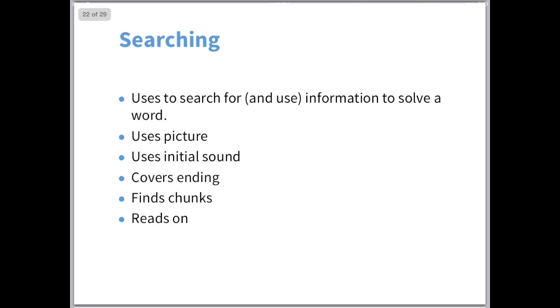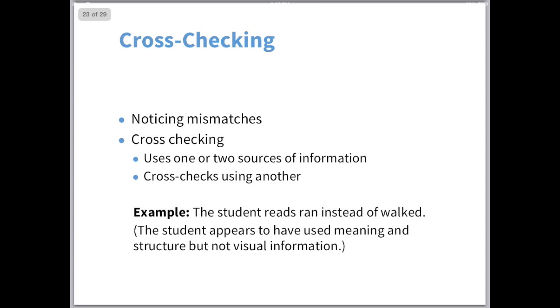Searching is also a strategy used by the student to search for and use information to solve a word. The student may use meaning, structural, or visual information, or a combination of the three sources of information. If this is the case, we would see the student looking at the pictures, trying to make the initial sound of the word to help them, covering parts of a word, chunking it, or reading on. Many readers cross-check. This means the student uses one or two sources of information to figure out the word and then cross-checks using the other, often the neglected source of information.